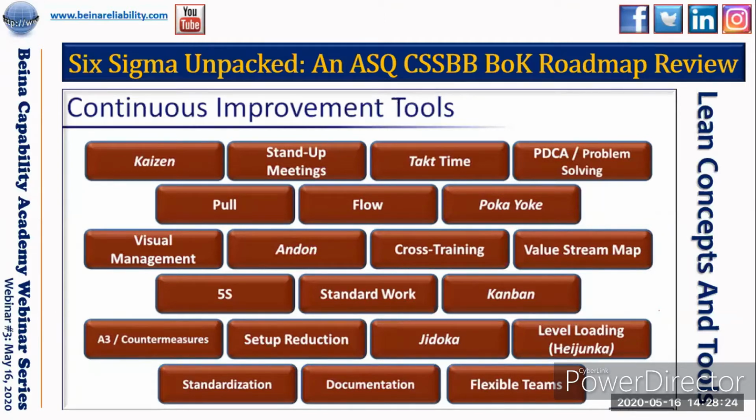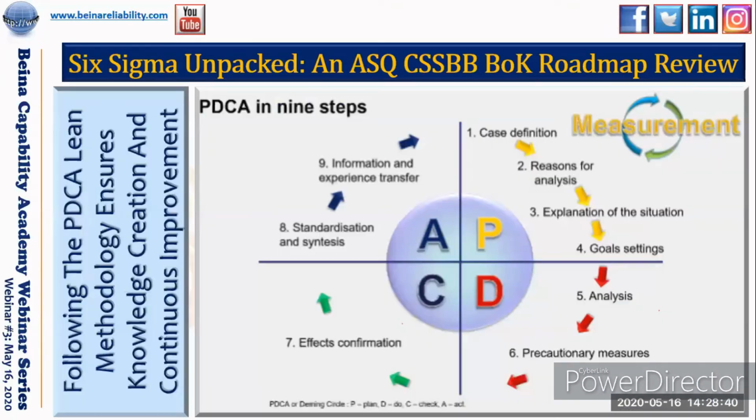Then we have the PDCA cycle, which is key in lean and will also be explained in the next slide. So you see a lot of these tools here. Understanding and using these tools are some of the things that drive lean improvement in your process. So let's look at the PDCA cycle. The PDCA cycle methodology is what helps continuous improvement. PDCA stands for plan, do, check, and act.